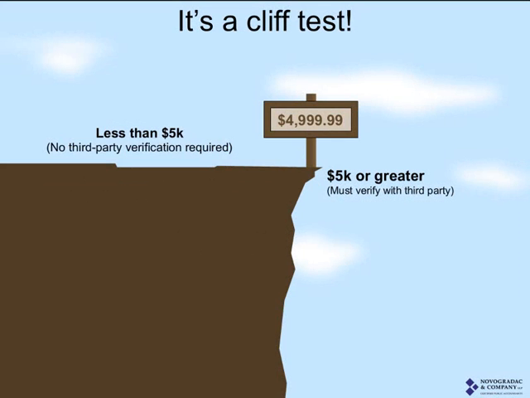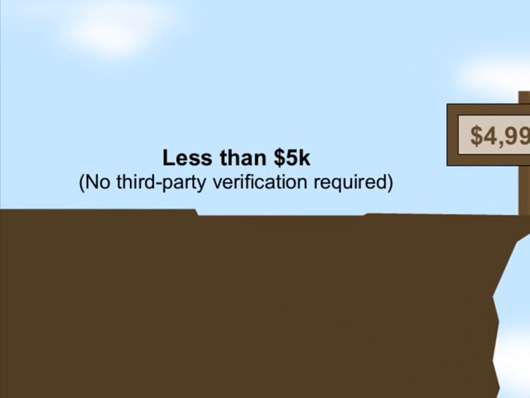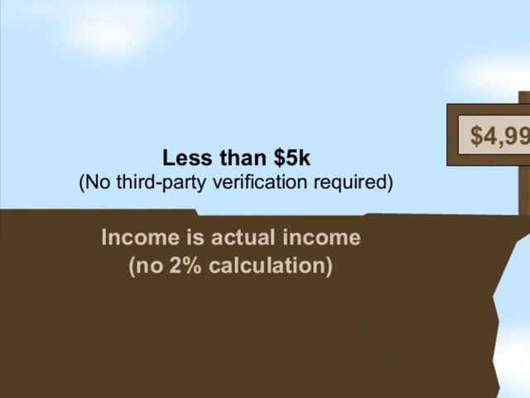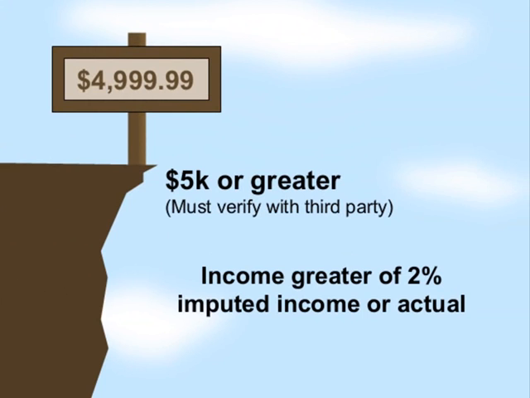So if assets total less than $5,000, the income from those assets is simply the actual income that's being earned on those assets. And if assets are $5,000 or greater, income will be the greater of that actual income amount, or 2% of the cash value of those assets.